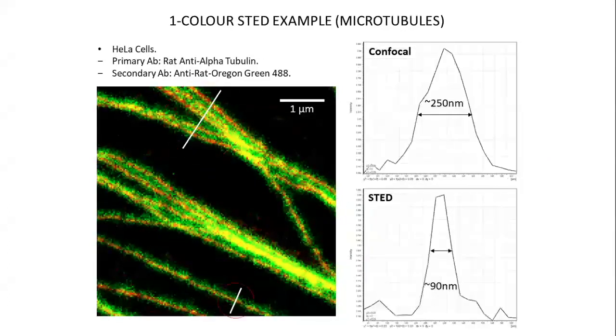What's the full width half max? In this case, we're getting about 90 nanometer for the fiber rather than 250 up the top there in the diffraction limited confocal image. The actual diameter is a lot smaller, and we'll get onto that in a moment.